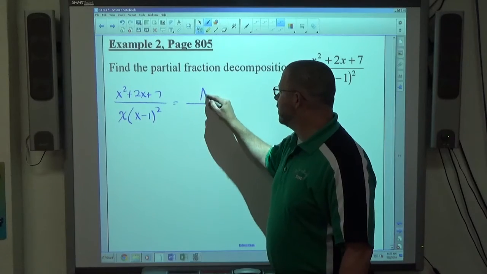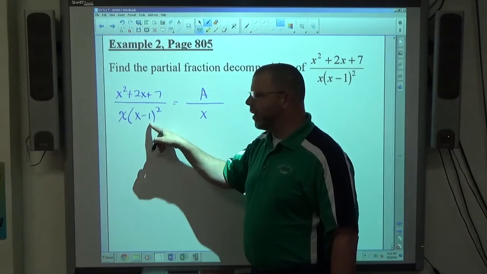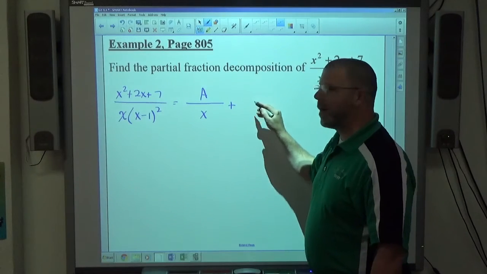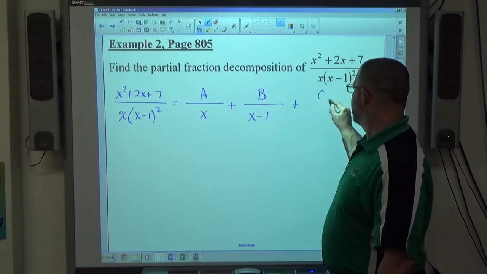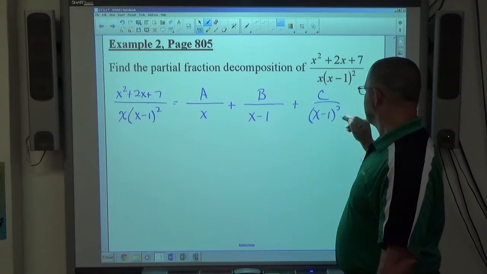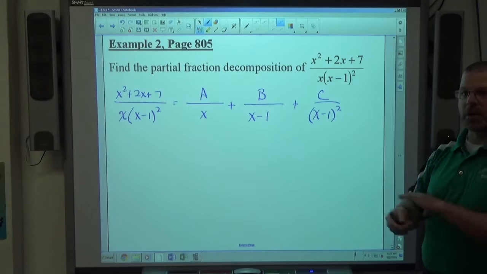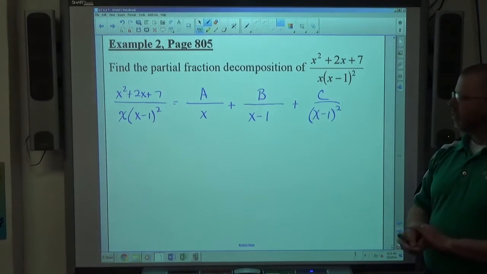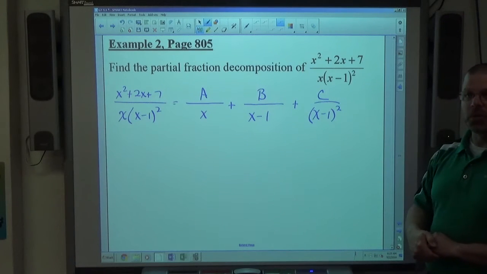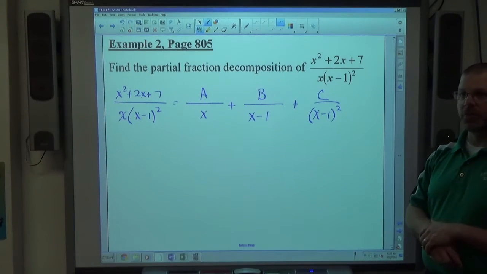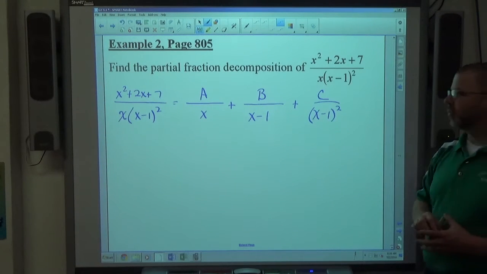I'm going to get A over x, the expected thing you get for the x object. Anytime you have a binomial to a power, you're going to have to account for every power of that binomial over here. So I'm going to have B over x minus 1 to the first, and C over x minus 1 to the second. If it was to the third, it'd be plus D over x minus 1 to the third. So every power of x minus 1 has to be accounted for as a possible piece of the sum. If I happen to get B equals 0 or C equals 0, then of course we throw that term out. But we have to account for the possibility that it exists as part of the problem.